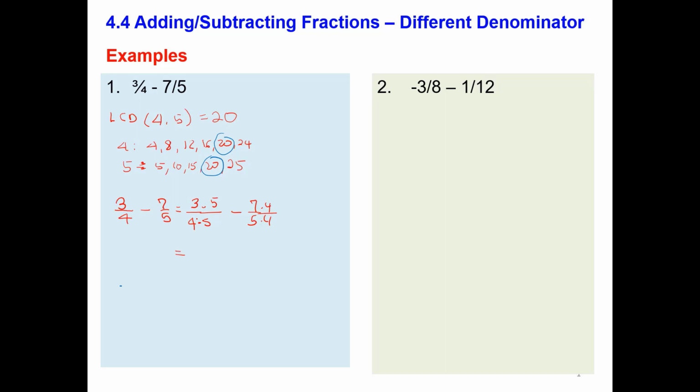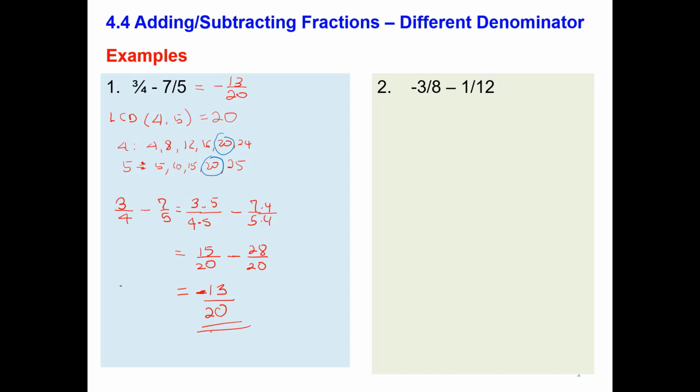And now we multiply: 3 times 5 is 15, 4 times 5 is 20, 7 times 4 is 28, 5 times 4 is 20. Now 15 minus 28 is negative 13. And we know it's negative because the larger number is 28 and the fraction is subtracted. Then we cannot reduce this fraction, and this is the answer: negative 13/20 is the answer.